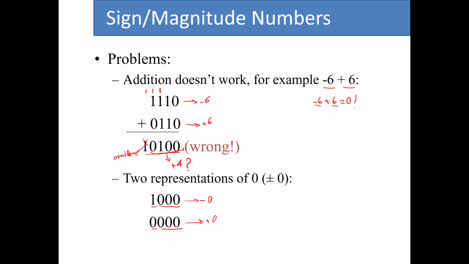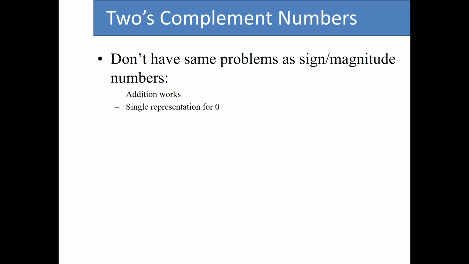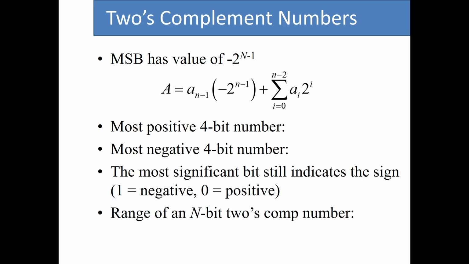So in practice, sign magnitude numbers are not used, especially in cases where we require addition, or more specifically one-to-one representation between decimal numbers and binary numbers. Because of these 2 issues, there is a second approach to represent signed numbers, which is called 2's complement numbers. 2's complement numbers don't have the same problems as sign magnitude numbers, which means that addition works properly for 2's complement numbers, and we have only one single representation for 0. So let's see how we can calculate 2's complement numbers for signed numbers. Before we do that, let's see what the representation for 2's complement numbers is.